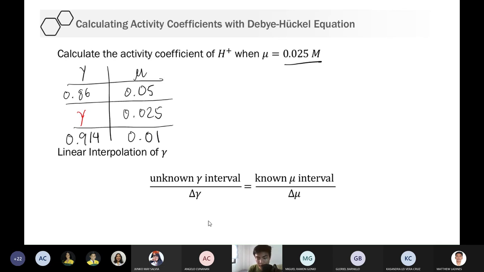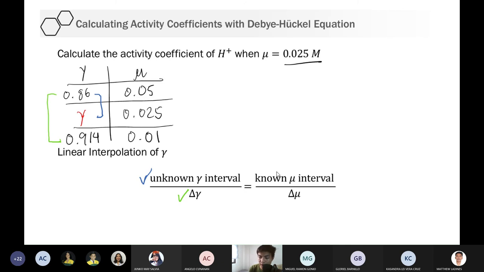So, ganito gagamitin mo. You do the linear interpolation. Let me discuss kung paano gamitin tong equation. For the unknown y-interval, that means yung first row mo, isosubtract mo with the second row. So that's the unknown y-interval, yung naka-blue. You subtract this with this. Yun yung unknown gamma interval mo. What is delta y? When you say delta y, yun yung highest and lowest. From the first row to the third row, so this minus this. First row minus the last row. Yun yung delta y, gamma.